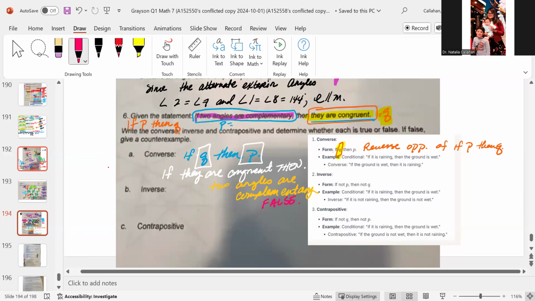False. If they're congruent, they could be acute angles, they could be obtuse angles, they could be straight angles. They don't have to be complementary. Complementary means that they add up to 90, right? So this is give a counterexample. So on the bottom, in the right, counterexample.